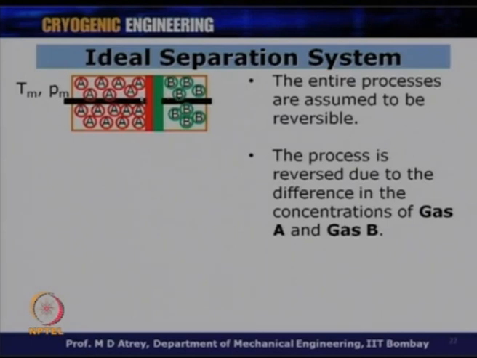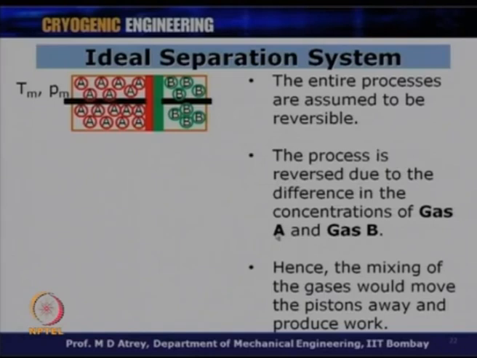It will take a lot of time, but because the process is reversible, the process would start, meaning gas A will start getting combined with gas B. That means the mixing process will start. A reversible process of mixing will start. First we have unmixed or separated A and B, but now slowly gas A will start coming in, gas B will start coming in, and the process of mixing will get started. Hence, the mixing of the gases would move the pistons away and produce work.